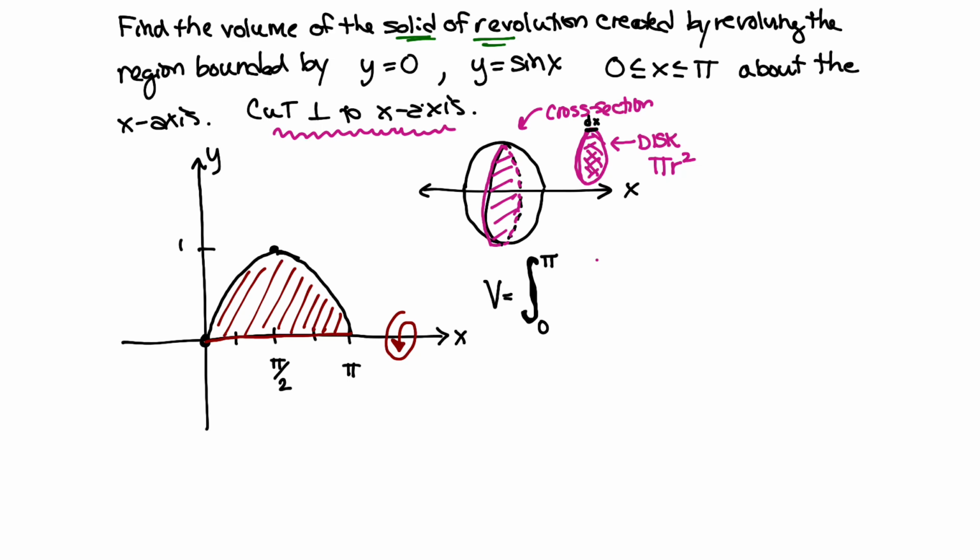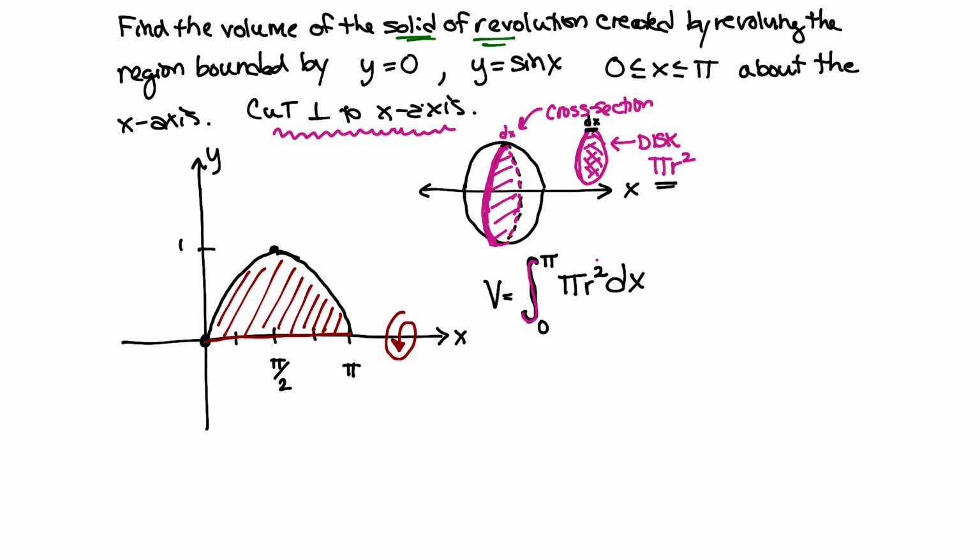So each cross section perpendicular is a disk. It's a perfect circle. The thickness of each of those is dx because we're cutting along the x-axis. And so I'm summing all of these disks, and the volume for each disk is going to be its cross-sectional area, pi r squared, times its thickness, dx. So that's our setup. We're adding them up from 0 to pi. Every single circle is adding up.